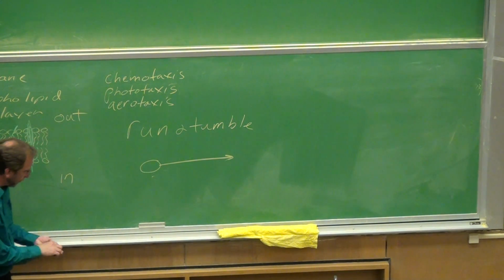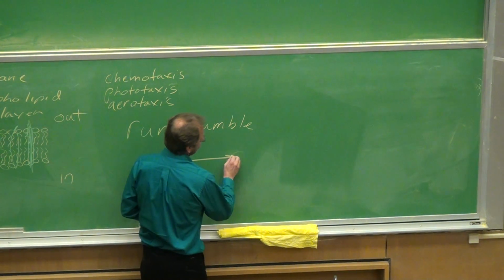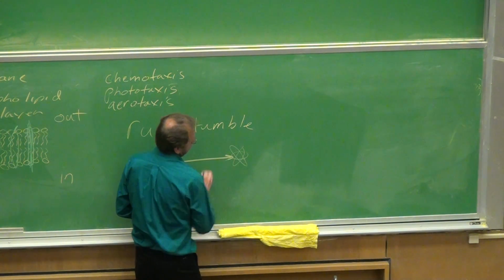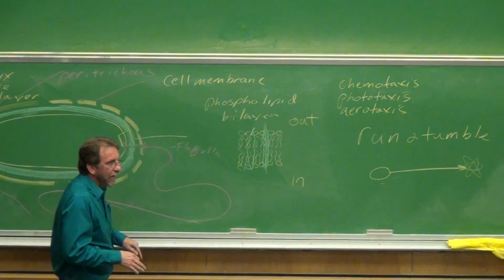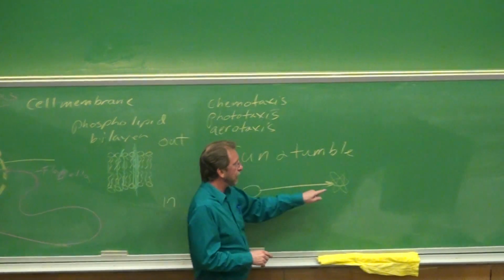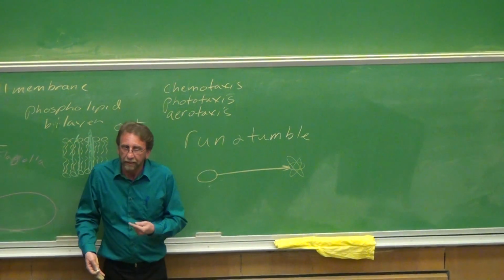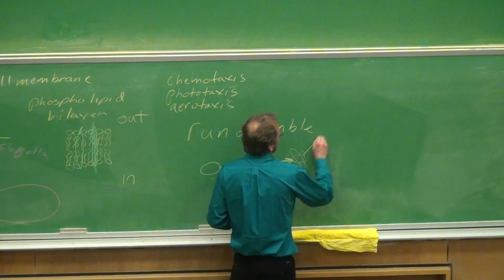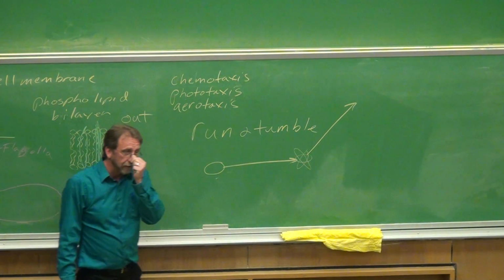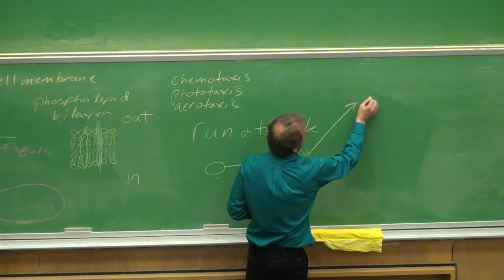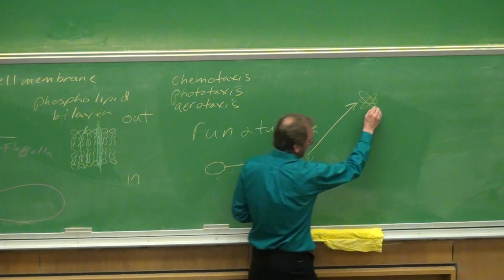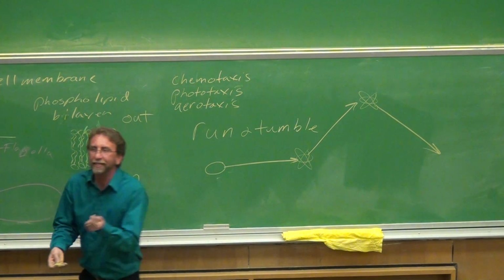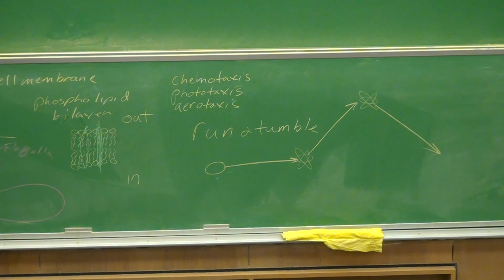So it'll run in that direction for a while, but then it'll tumble, where it'll stop and reverse the direction of the flagella. So instead of going counterclockwise, it starts going clockwise, and this causes the microbe to tumble. It'll come out of that tumble and run again, then go into a tumble, and come out and run again. How it comes out of the tumble is kind of random. It just comes out of it and then goes.